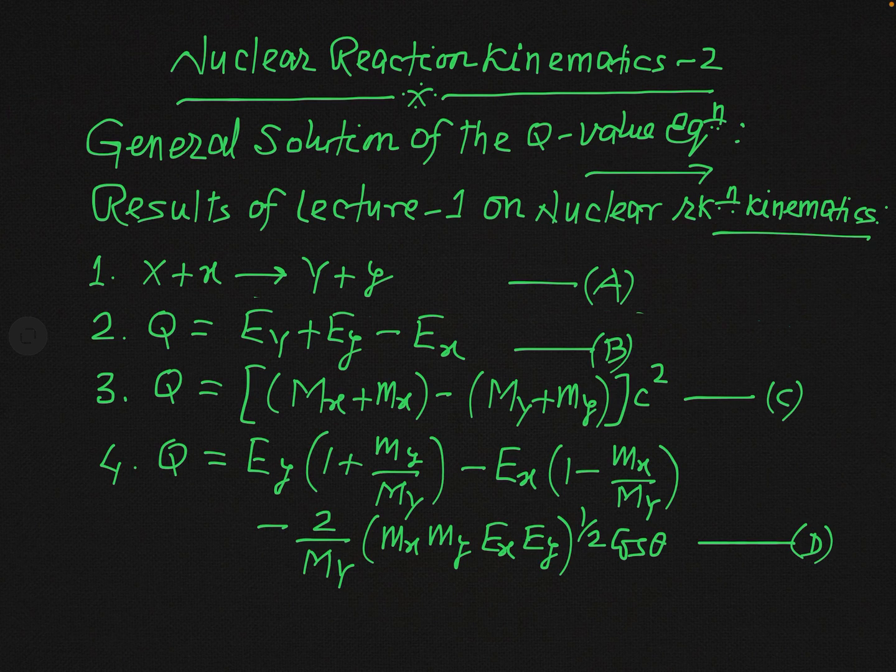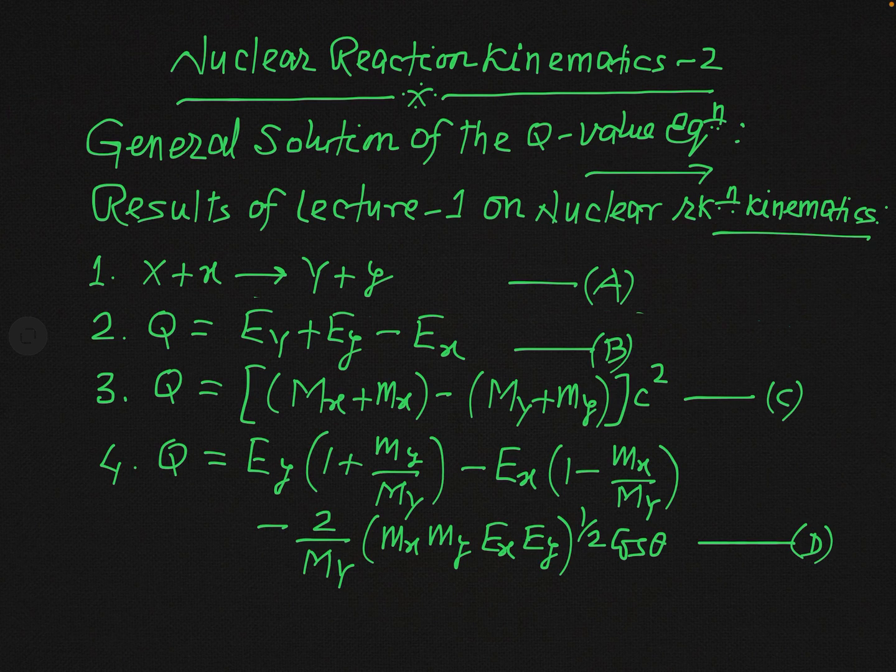This expression, called the non-relativistic kinetic equation, is Q equals E_y into 1 plus m_y over capital M_Y, minus E_X into 1 minus m_x over capital M_Y, minus 2 over capital M_Y into the square root of m_x m_y E_x E_y times cos theta. You have seen that theta is simply the angle at which the particle emerges from the incident direction. So these were the results.